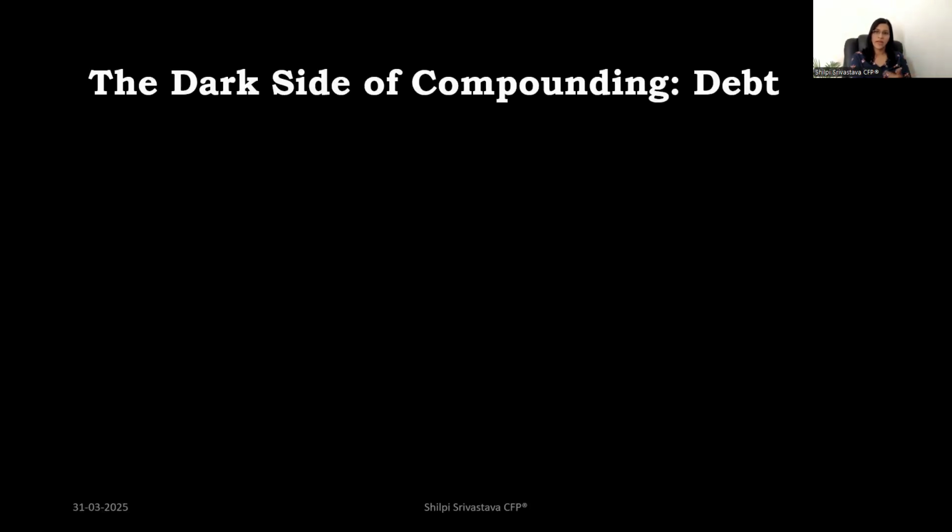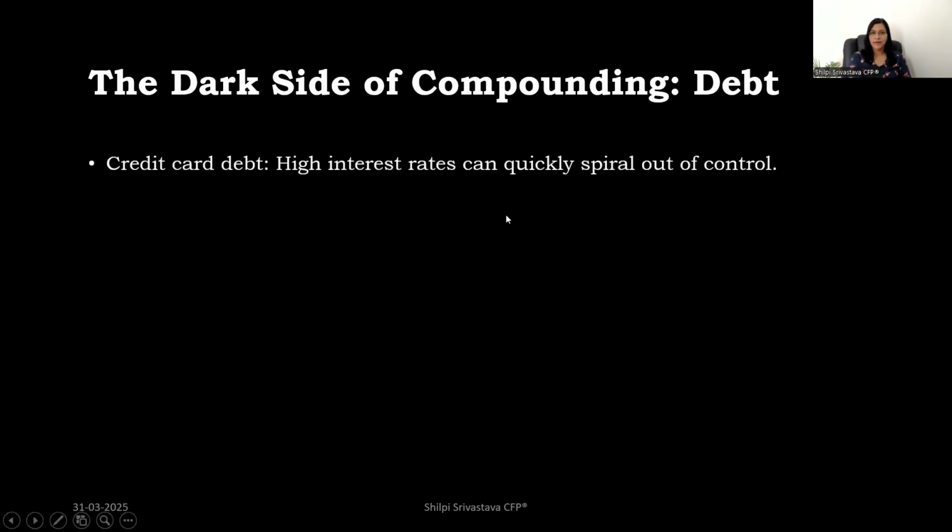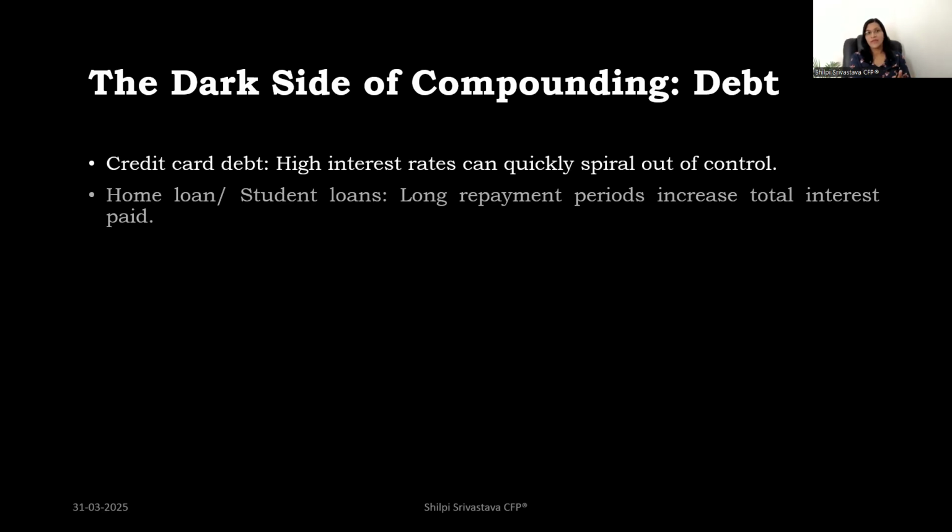Now, in the previous table, I have taken beginning mode for the investment. So far we have discussed only the positive aspect of compounding, which is the bright side. Now, the dark side of compounding is debt. Whenever we are taking a loan, the same compounding effect kills. How? Credit card debt: a high interest rate can quickly spiral out of control. Similarly, for home loan and student loan, a long repayment period increases total interest.